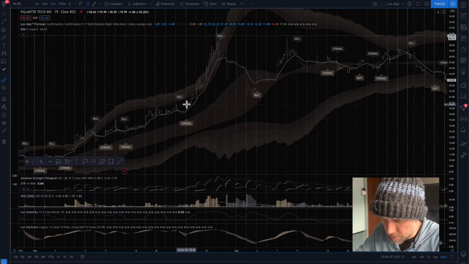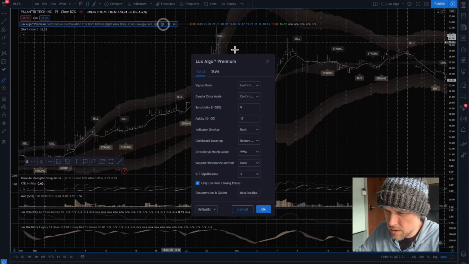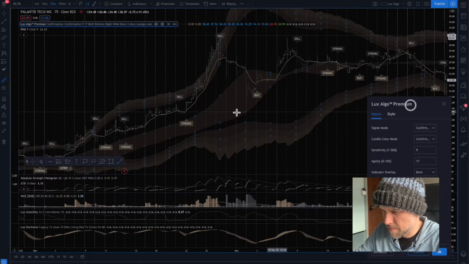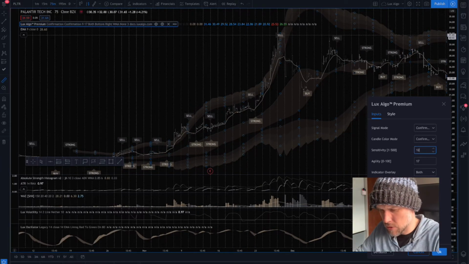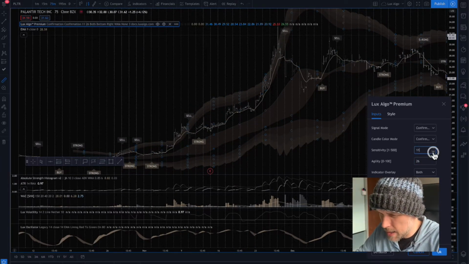But beautiful entry here, strong confirmation from Lux. Oh, Lux. Let's get the settings on a 75-minute. Start with 12.26 and we work our way down. Already 12.26 looks pretty good. But let's see what we can do.